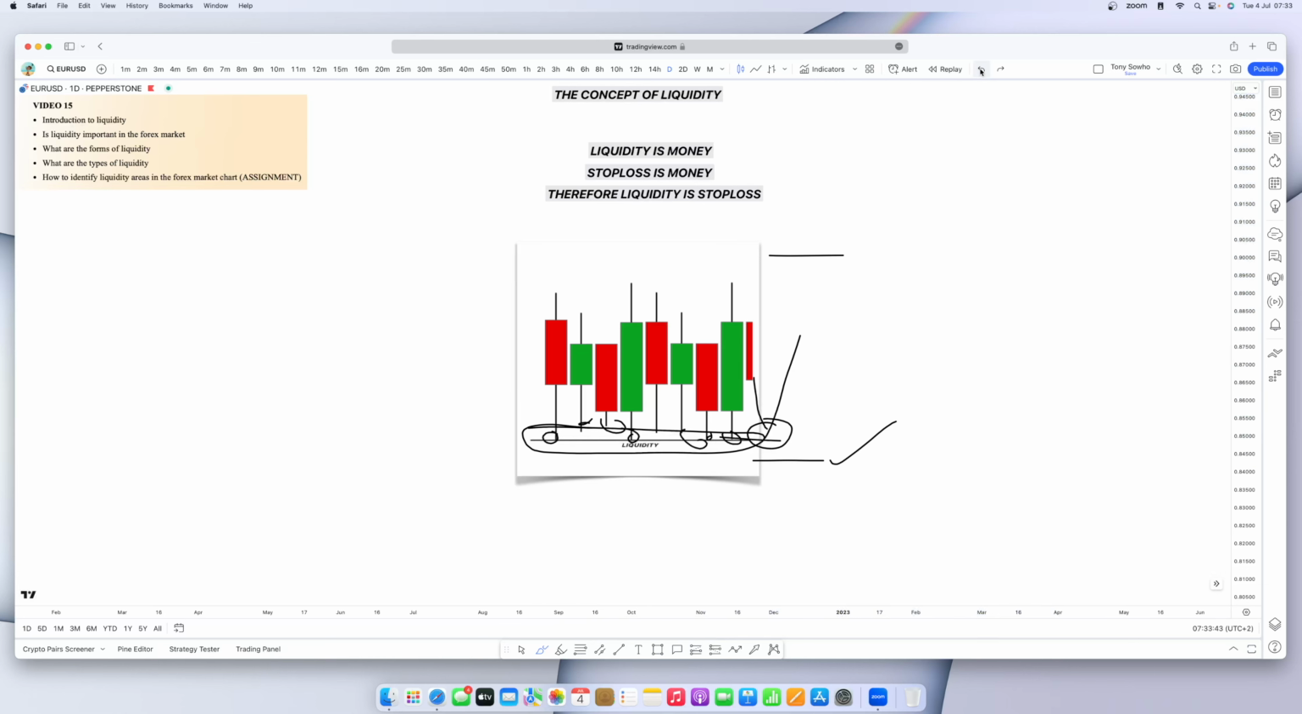Therefore, let me make it clean. So all of this area now, price is rejecting, rejecting.